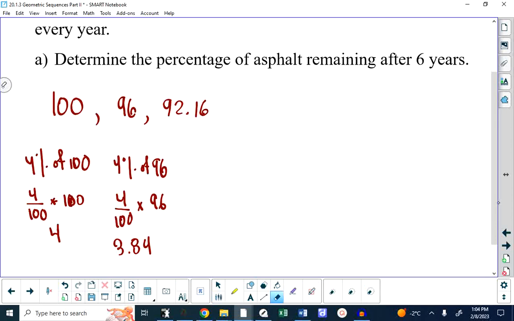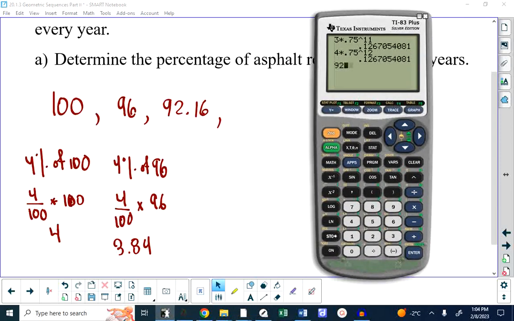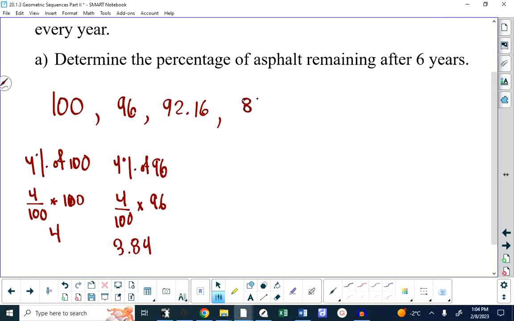I'm going to do just one more with you, and I'll do it on the calculator. I'm going to take that 92.16, I'm going to find out what 4% of it is, which is multiplying by 4 over 100. And I'm going to take this number away from 92.16. 88.4736. Did I record the number correctly?